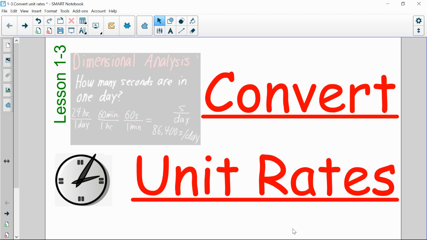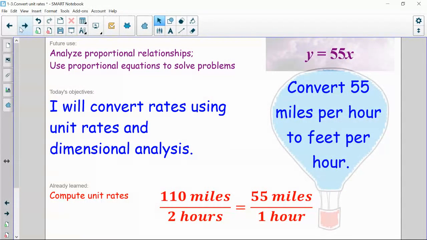Hi, it's Mrs. Oliver today, bringing you our lesson 1-3 from our textbook on converting unit rates. Okay, so we know how to find unit rates, but now we're going to take it further. If we have to convert them into different types of units, such as hours into minutes or seconds into a minute or feet into miles, those types of conversions.